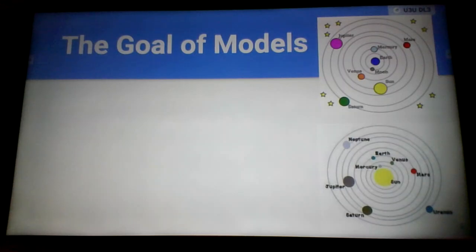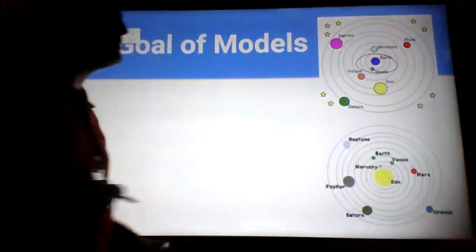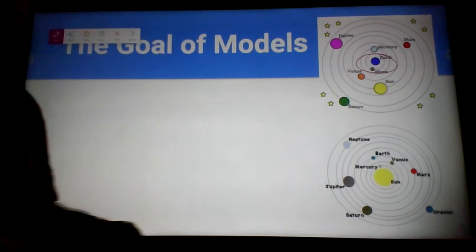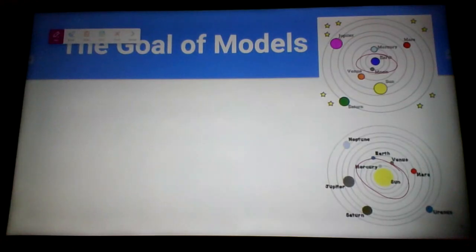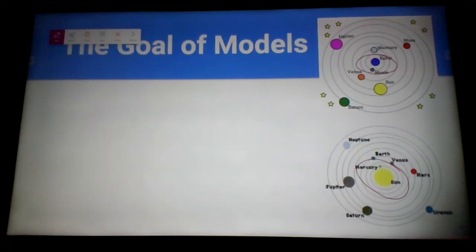What's the goal of a model? Well, look at these two models here of the universe. You'll see on the top, the Earth is placed in the center because at some point in the past, people believed that the Earth was the center of the universe. Of course, as more information became known, we now know that the sun is the center of our galaxy. I said universe a moment ago, but many people believed the Earth was the center of the universe and the galaxy, and now we know that the sun is, and then we see the planets surrounding the sun.